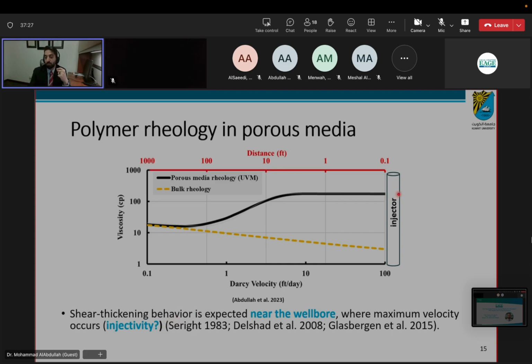injectivity itself? If I was probably expecting 5 centipoise, now we're having 150 or 160 centipoise. Will I really be able to inject such a fluid? Are the pumps capable of such injection? Or would I suffer in my reservoir closer to my injector? So would I suffer any injectivity problems due to polymer viscoelasticity? Let's see.